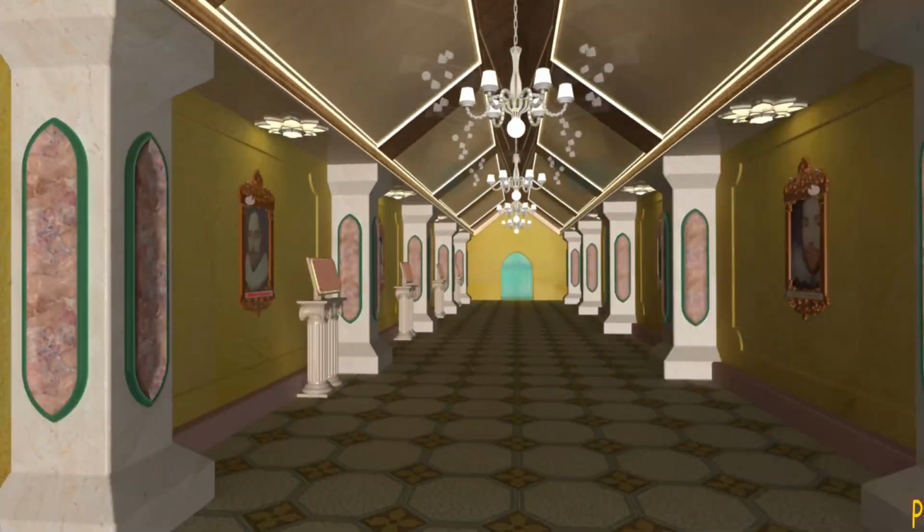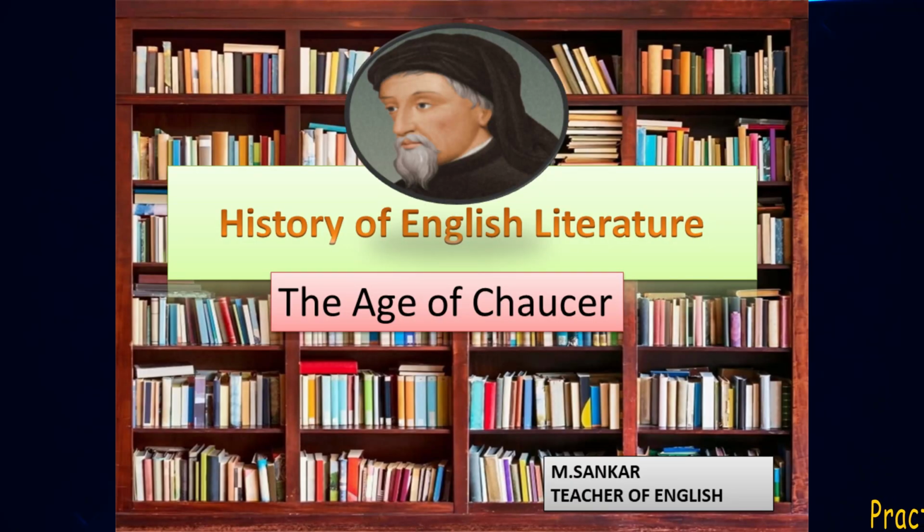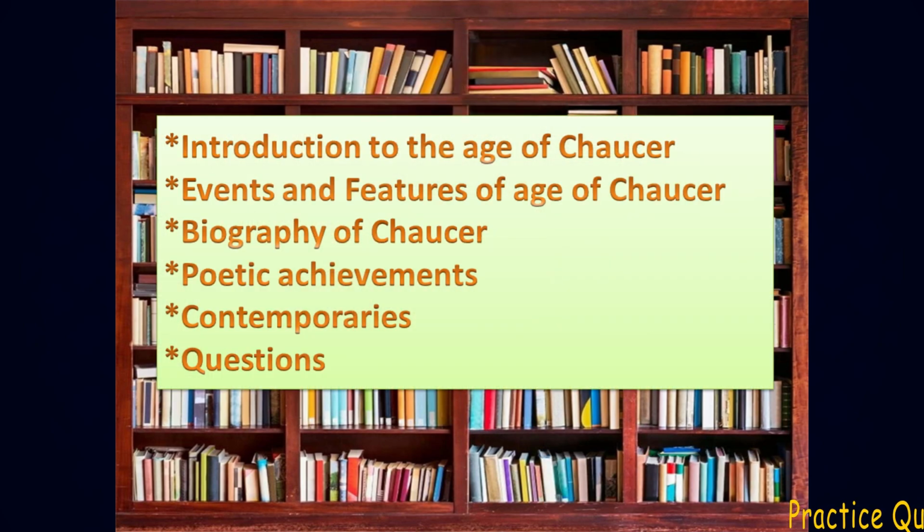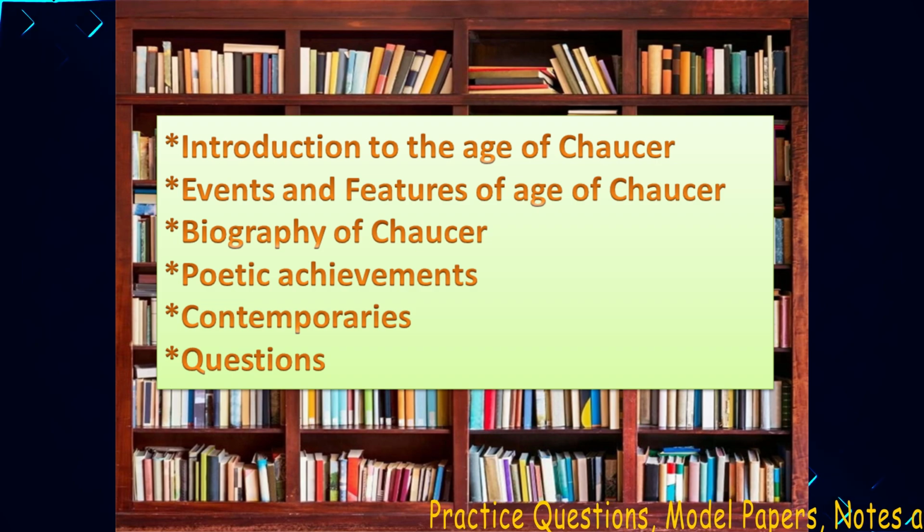Today we are going to see the history of English literature, especially the age of Chaucer. This lecture is divided into 5 sections. First we will see the introduction to the age of Chaucer, events and the features of the age of Chaucer. Next we will see the biography of Geoffrey Chaucer, about his family and literary works. Fourth we will see the poetic achievements of Chaucer. Finally we will see a few contemporaries. At the end of this lecture we will have some questions to check your understanding.